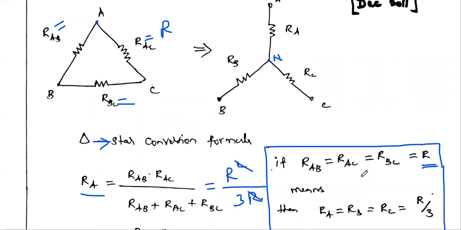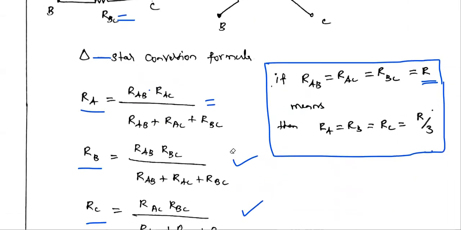Using this, within one minute we can solve the 2-mark problem. In some cases, the three resistance values are given as the same, and you have to find the star network. Without using the formula, we can directly say the value in the star network is this resistance value divided by 3. So you should remember this formula in order to solve the problem. This is a 2-mark question.